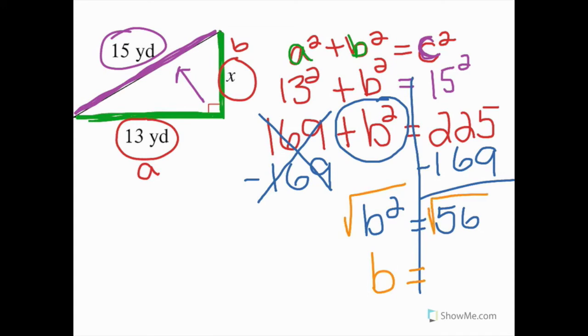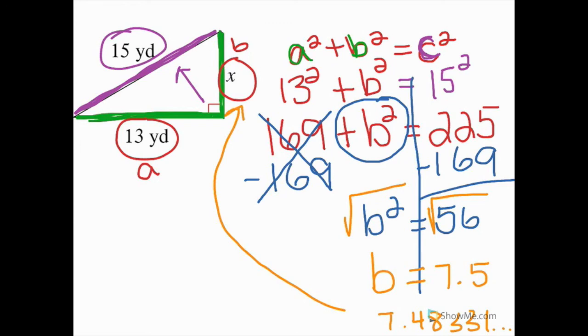So 56, well, the square root of 56, ooh, that's a nasty decimal. I'm just going to round that to, well, on my calculator I got 7.483331, and so on. It keeps going. So I'm just going to round that to 7.5 because that 8 next to the 4 bumps it up to a 5. So now I have my missing side length up here.